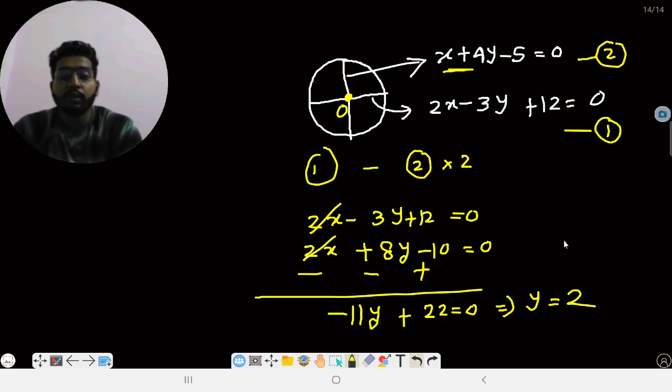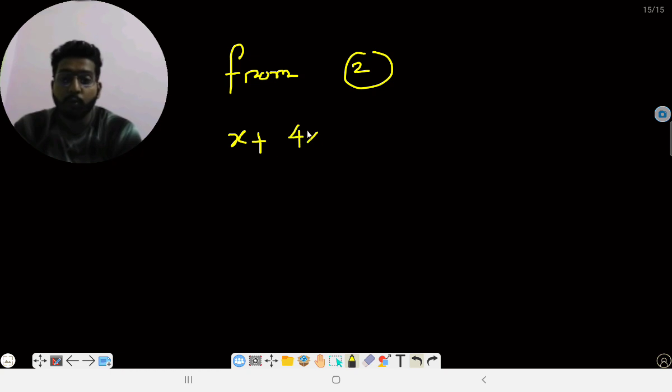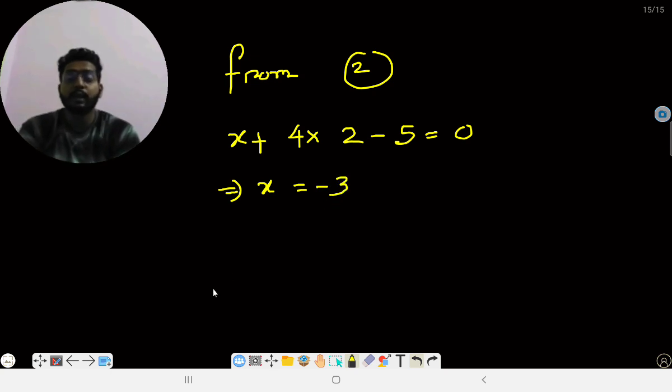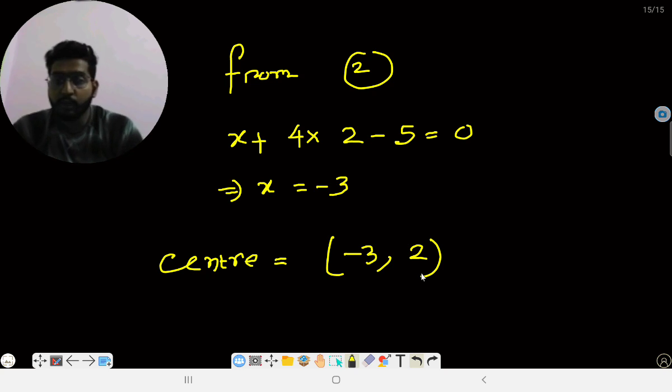Now you have to put this value in any one of equation 1 or equation 2. Suppose from equation 2, we get x plus 4y minus 5 equals 0. Now y is 2, so x plus 4 into 2 minus 5 equals 0, that means 8 minus 5, which is 3. If 3 goes to the other side, it becomes minus 3. That means the center is minus 3 comma 2. So this is the center of the circle.